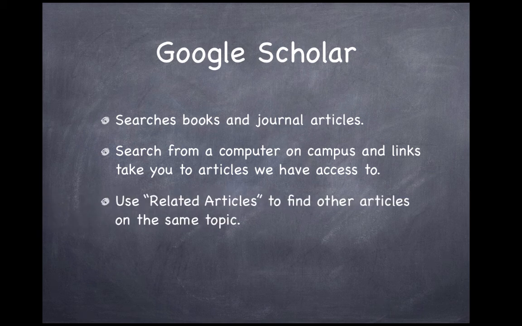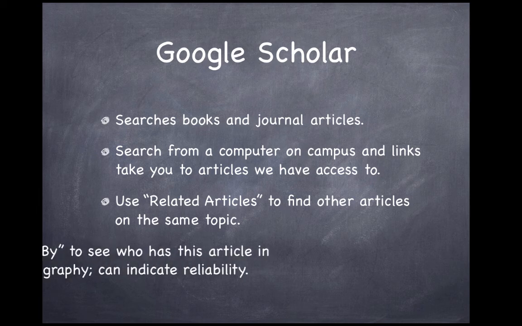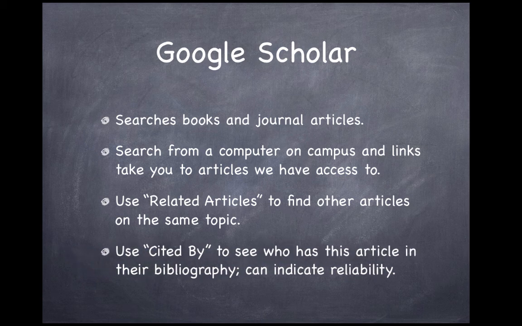There's two particular things that I'm going to show you in Google Scholar that are very helpful. One is related articles to find other articles on the same topic, and the other one is cited by, which shows you who has this article in their bibliography, and it can indicate reliability and authority. If something's been cited a great deal, that usually means that it is a stronger article. So let's have a look at Google Scholar.